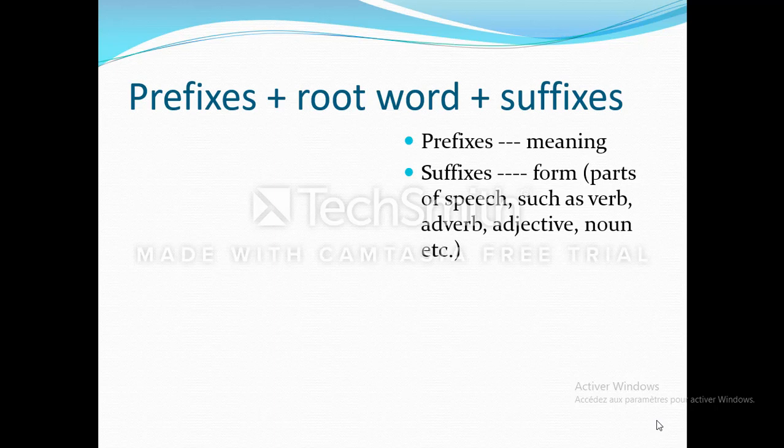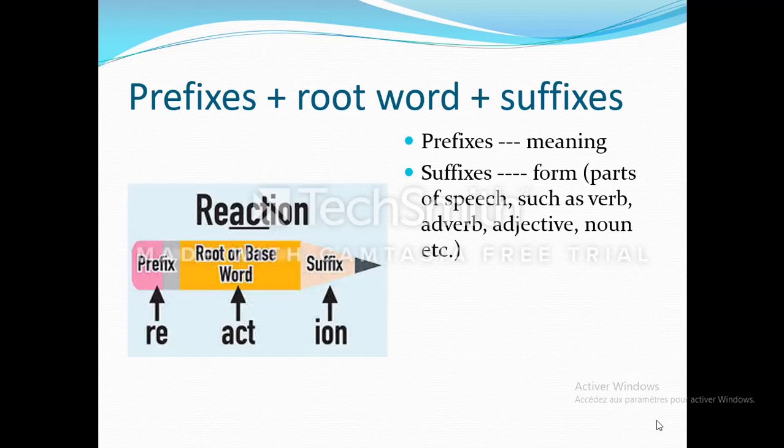To make it clear for you, look at this photo. Here we have the word reaction. Look, where is the root word or the base word? The base word here is act. Act here can be a noun or a verb. Let's consider it a verb. Act. To add a prefix, we add re, to become react.